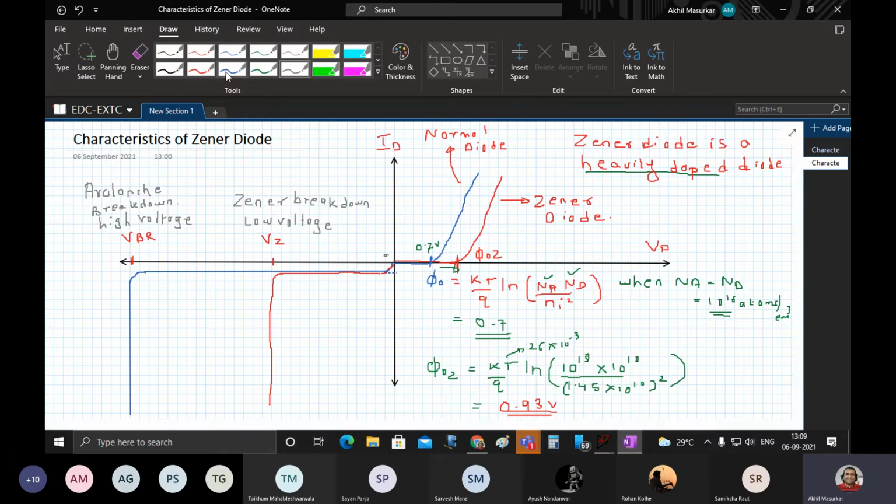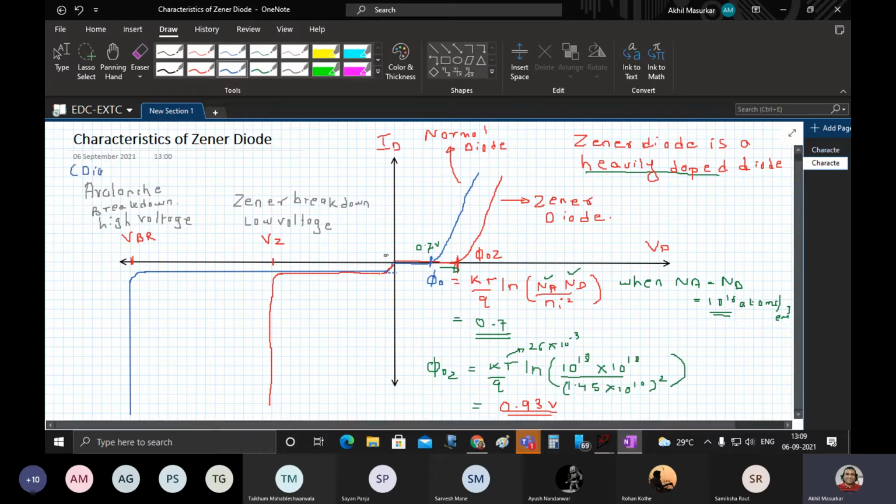Here the diode gets damaged. If you operate at this voltage, the diode can get damaged. But VZ, this is not destructive in nature.